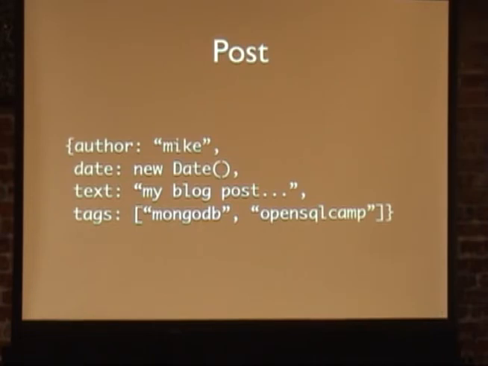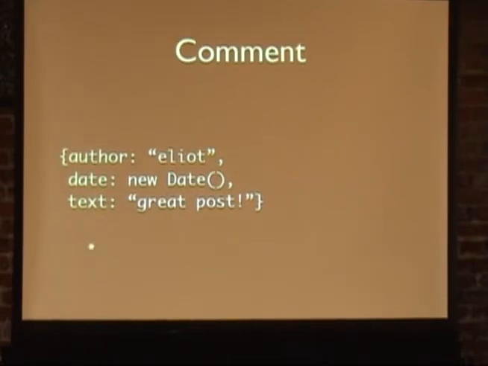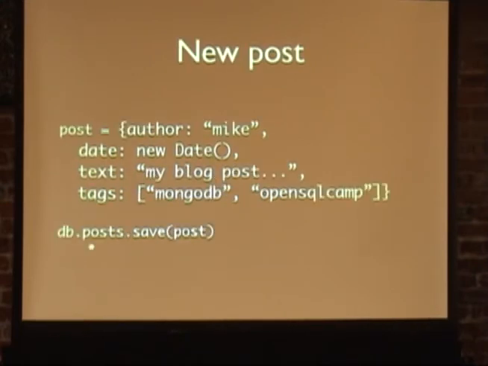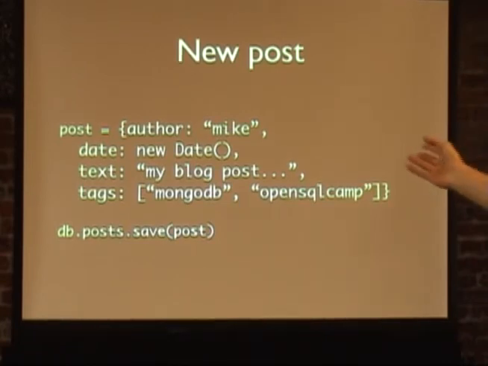So here's how we might represent a post. We just have a JavaScript object, author, date, text, and an array of tags. And you can see that we do support more complex data types in JSON, like dates or regular expressions or that sort of thing. A comment would be similar. And so to create a new post, we just call save. This db.post thing is the post collection.